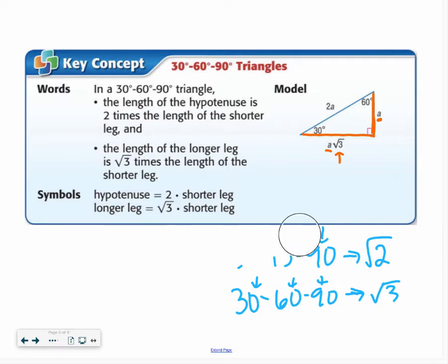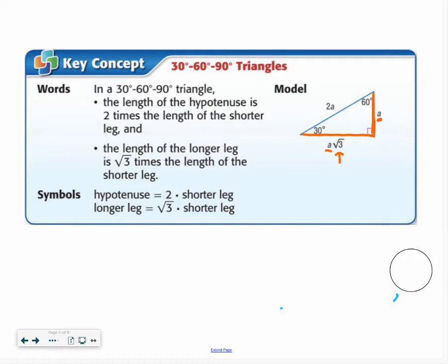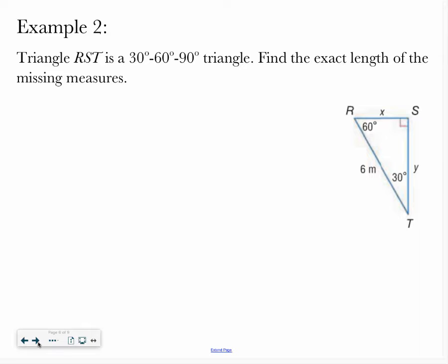Okay? So your longer side of a 30, 60, 90 is the shorter side, or A, times the square root of 3. And your hypotenuse is 2 times your shorter leg. Okay? So, again, these are very important things for you to write down and memorize. But let's try applying it. If triangle RST is a 30, 60, 90 degree triangle, find the exact length of the missing measures. So in this one, we have our hypotenuse, which we know equals 2 times our shorter leg.